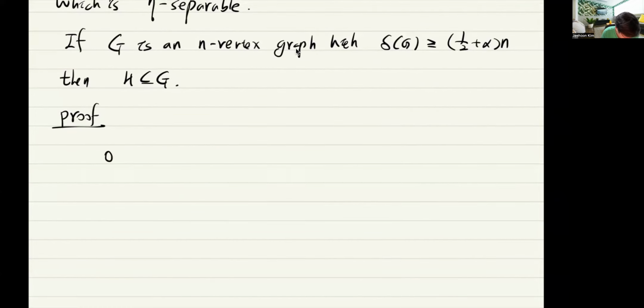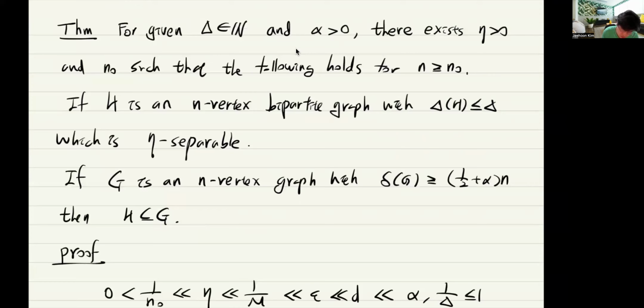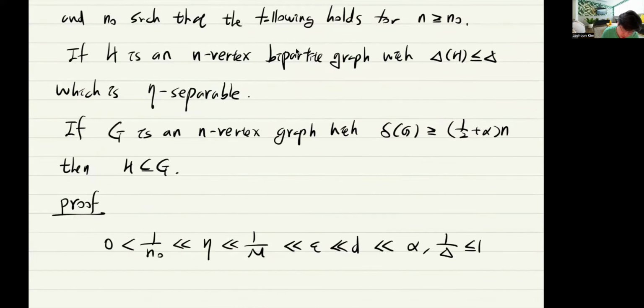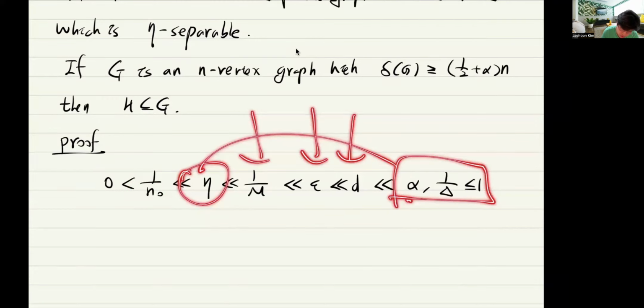So let's assume this. So we know this, and we know these are sufficiently smaller than that. So this is for the existence, so we can choose n0 which is much bigger than eta. That's no problem. And we know that eta is much smaller than these. So in the middle, we can choose some numbers.